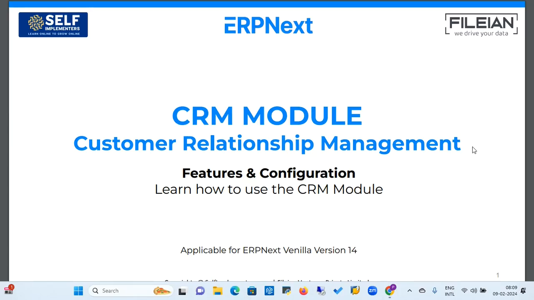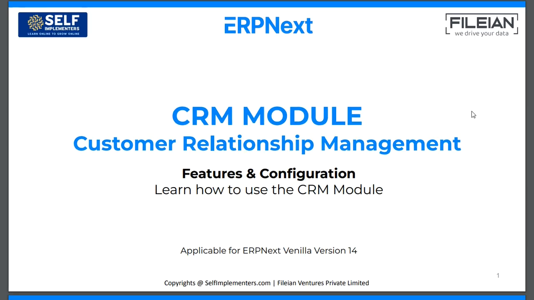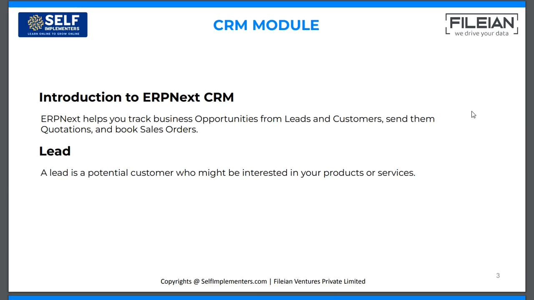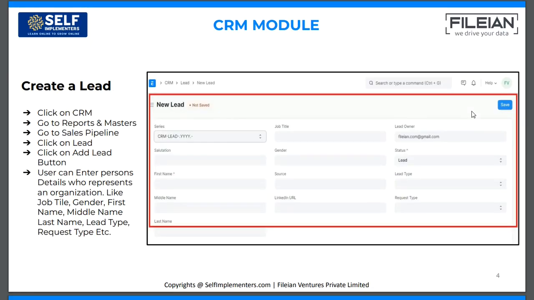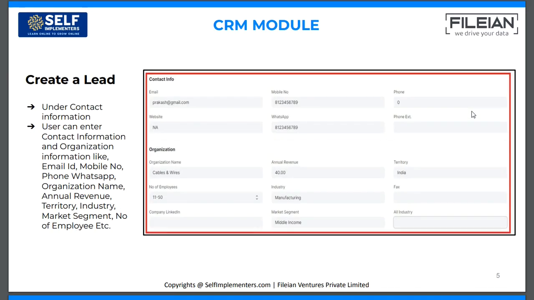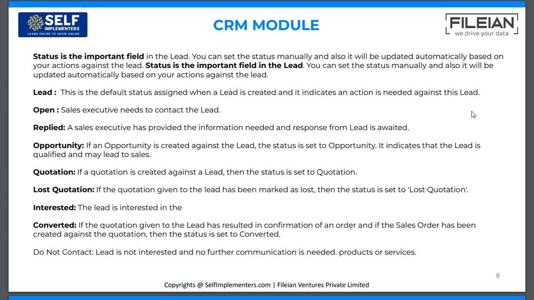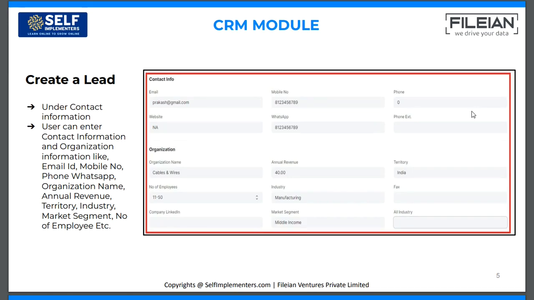So let's begin. Customer relationship management module, we will see its configuration and features from the ERPNext application, and also we will see how to create a lead. What is a lead? A lead is a potential customer who might be interested in your product or service. Then we will go through the lead creation process, and then we will convert that lead into an opportunity or prospect, or directly into a quotation as well.